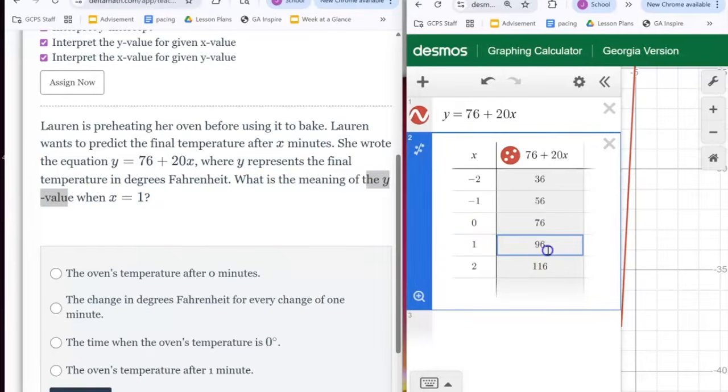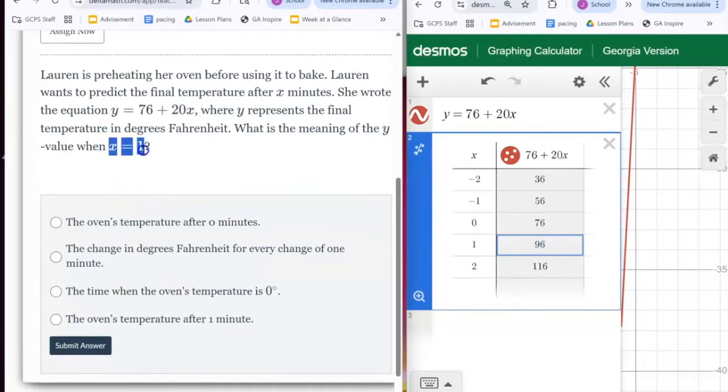If that was the question, you would tell me it's 96 degrees Fahrenheit. But that's not the question. They're just saying, what does it mean? So this means 1 minute has passed, and then the temperature is blah, blah, blah.